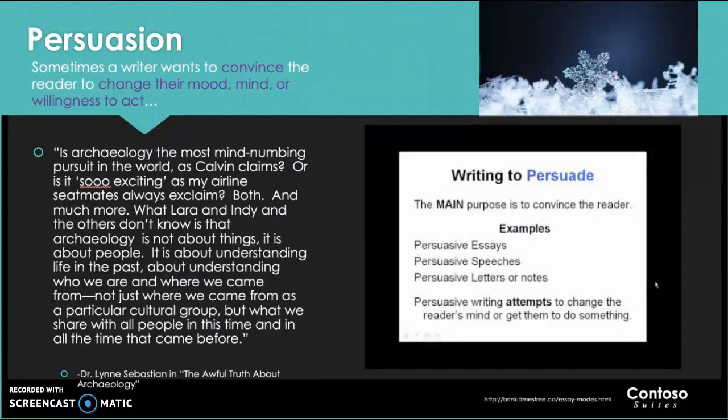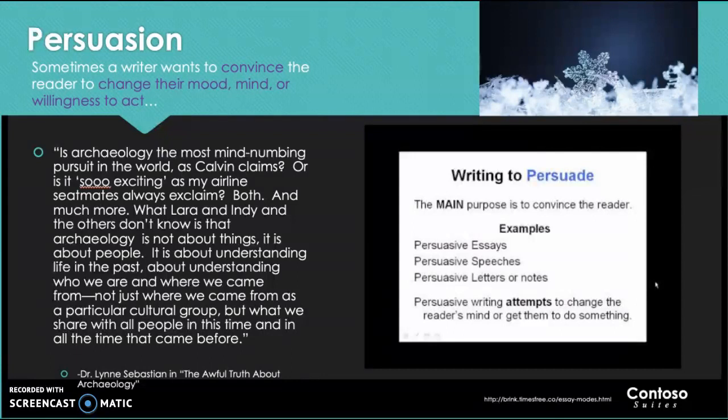Maybe your best friend really wants you to go to a restaurant that you don't really like. They're going to try persuasion in order to get you to go. So here is a little excerpt. This is not from The Lost City of the Monkey God. This is from The Awful Truth About Archaeology. This is the part at the end. So I'm going to read that. This is her persuasive argument at the end.